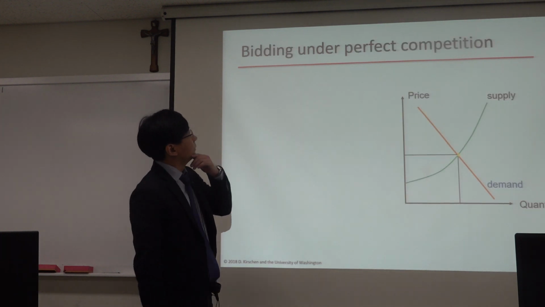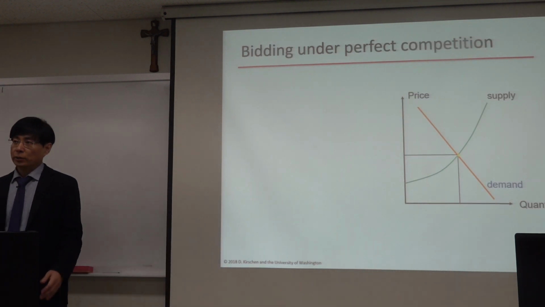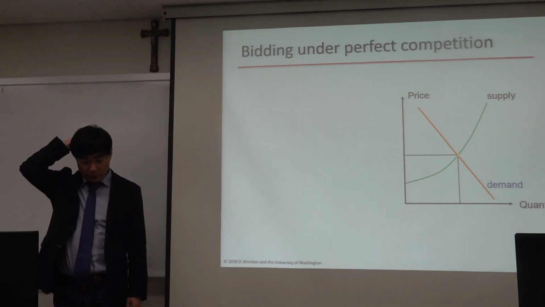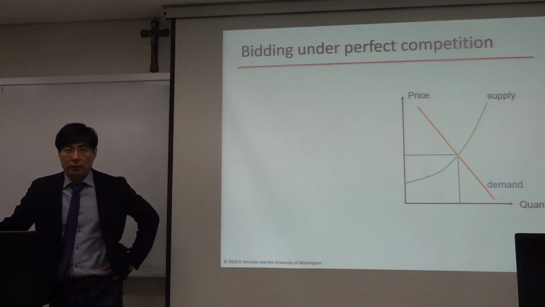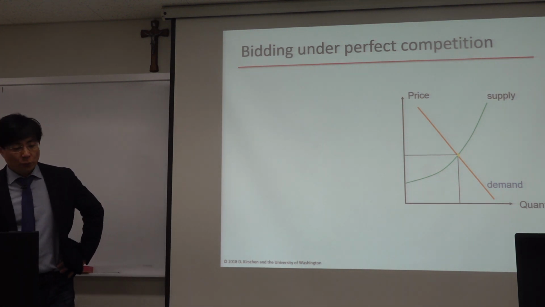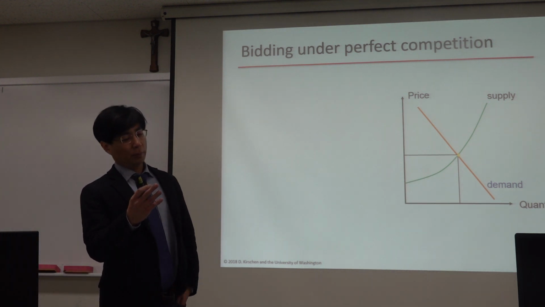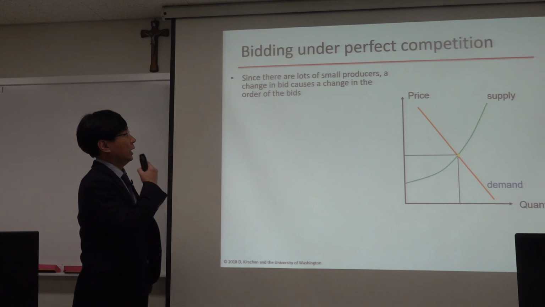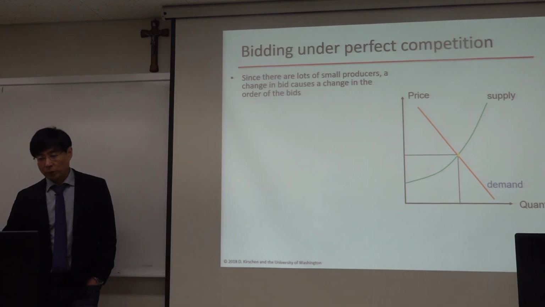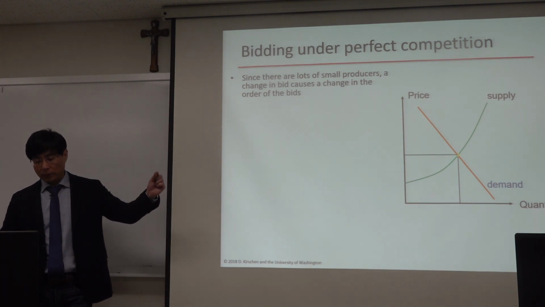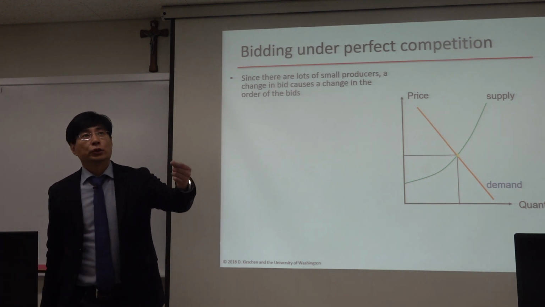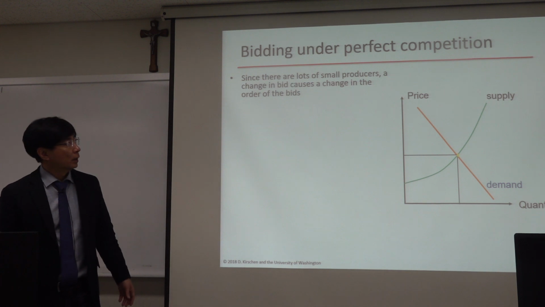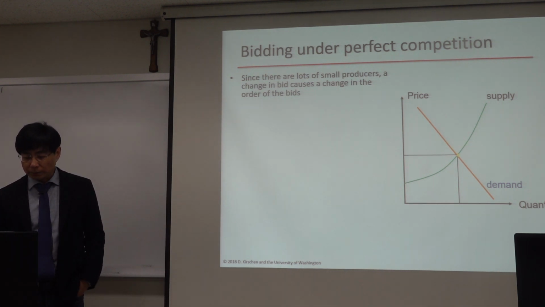So, in this perfect competition case, you are an operator of a generation company. You need to think about your bidding strategy, and you know the marginal cost of your generating unit. What should be your best bidding strategy? The answer is, since there are a lot of small producers, this is perfect competition again, honest bidding is your best strategy, which means your bidding should be your marginal cost. Let's think why that is true.